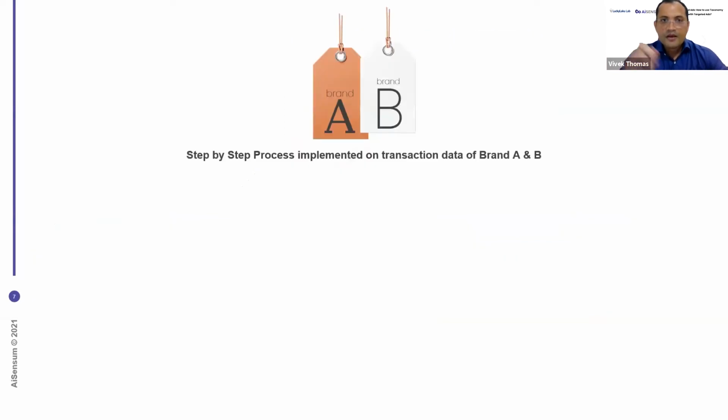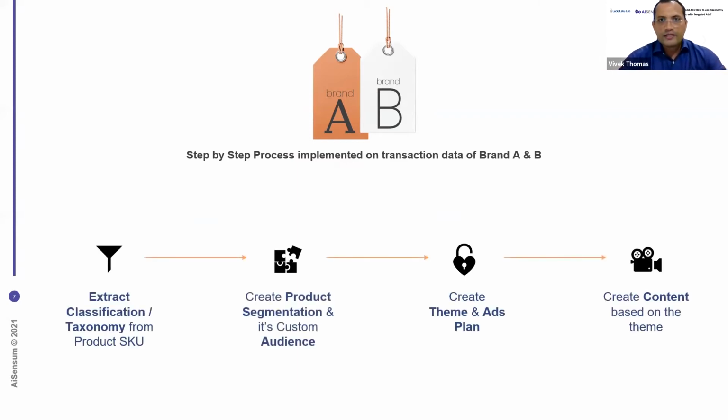The first step, right? So let's look at what you would typically do with transaction data and how it can help in your marketing efforts. Okay, so now let's see the first step. Like I mentioned before, you extract the taxonomy information from the product SKUs, right? Then you create a product segmentation, and because you have their user IDs as well as their email IDs and their phone numbers, you can create a custom audience. So the segments that you create, you can create a custom audience, right? And those audiences are ones which you can load onto Facebook and then retarget them.